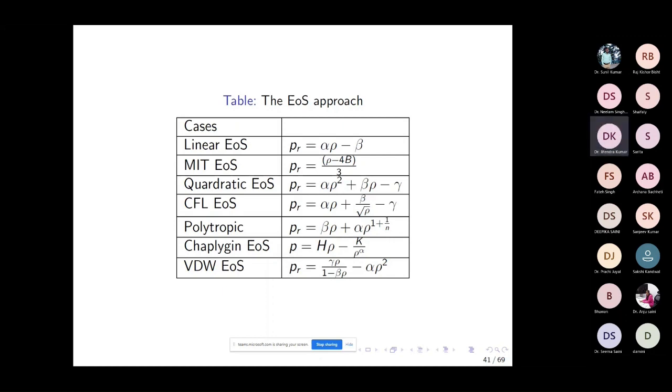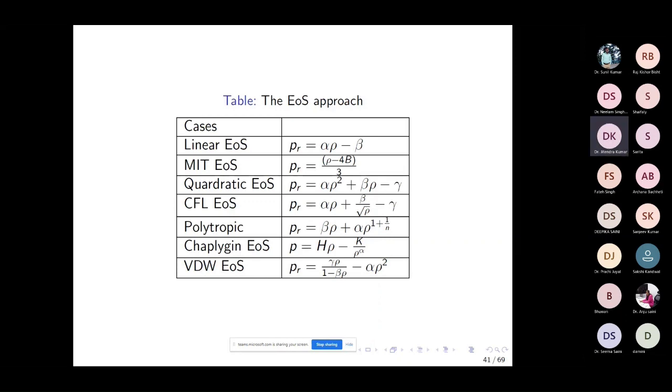As you know, the Chaplygin gas equation of state is a specific form of the polytropic equation of state. If we assume that n equal to minus 1 by 1 plus alpha, the polytropic equation of state will reduce to the Chaplygin equation of state.